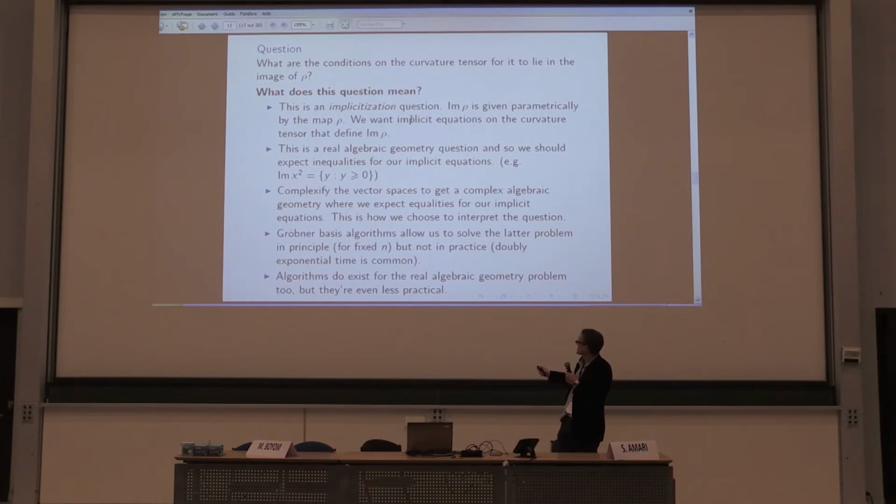I think the question that's being asked is an implicitization question. So we've got a map rho, mapping some space into another space, and we're saying something lies in the image of rho. That means we're kind of giving a parametric form for a variety that we're interested in. We're saying rho is a parameterization of that space. And what we're after is an implicit formula saying, here's some algebraic equation on the variety.